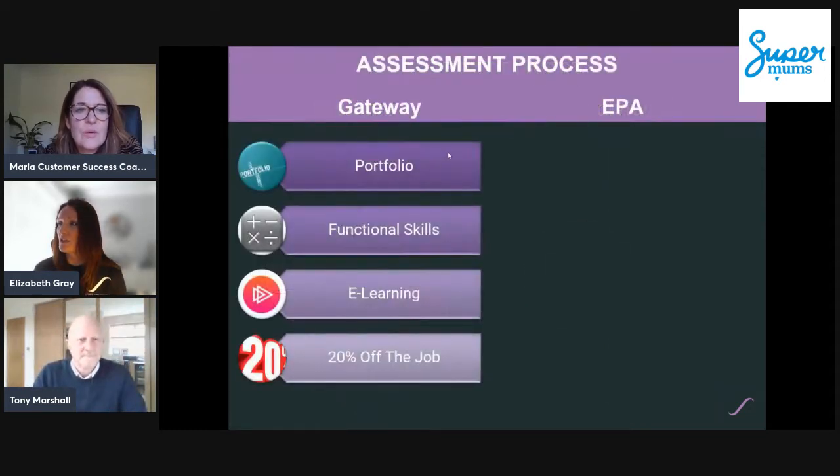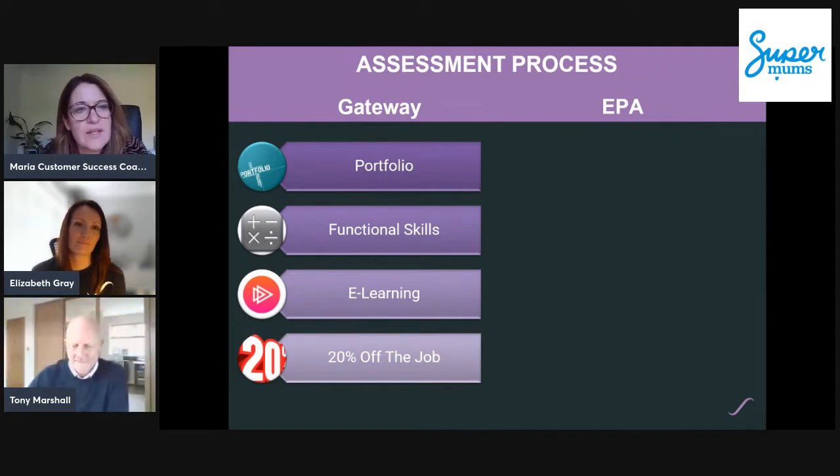Can I just ask a question, Elizabeth, just before you carry on? What is the expected study time when you're setting tasks and homework? What's the study time that they would need to allocate? This very much needs to be within the working hours of the apprentice, so no evenings, no weekends. That's where the employer support is really important. We do have something that's called 20% off the job.